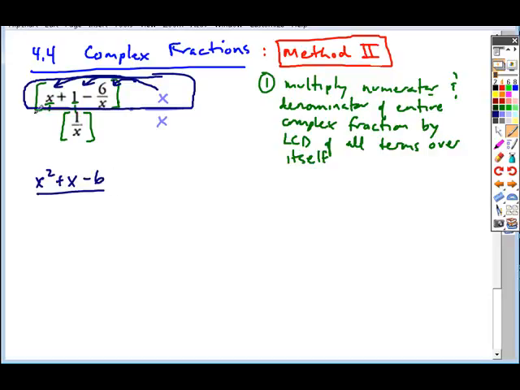Okay, now we can move to our denominator. When we look at our denominator, we distribute through. In this case, it's just a monomial factor, so we're not distributing, we're just multiplying. 1 over x times x is just the value 1. So after we get rid of our complex fraction, we're going to end up with one single fraction, which we then simplify.